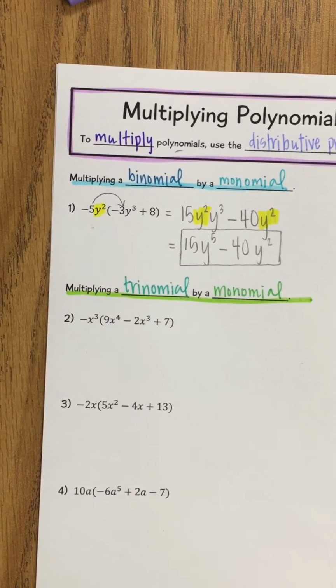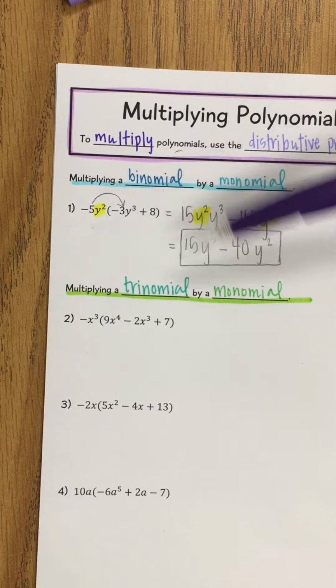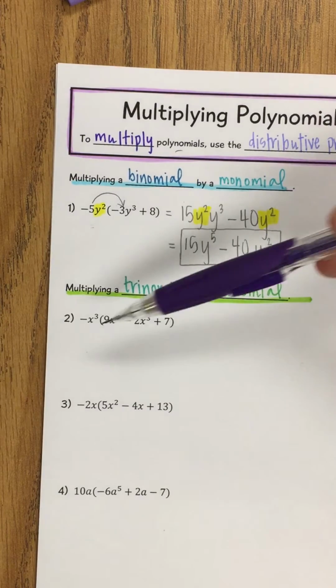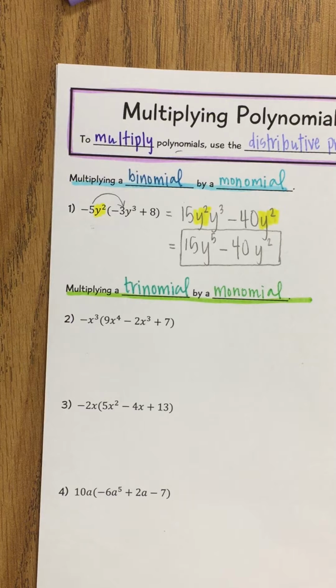So on this one you get 3 examples. I only did 1 example of the monomial times binomial because it's pretty much the same process for these last 3, except you're multiplying into 3 terms instead of 2 terms. So I'm going to get you started on the first one.